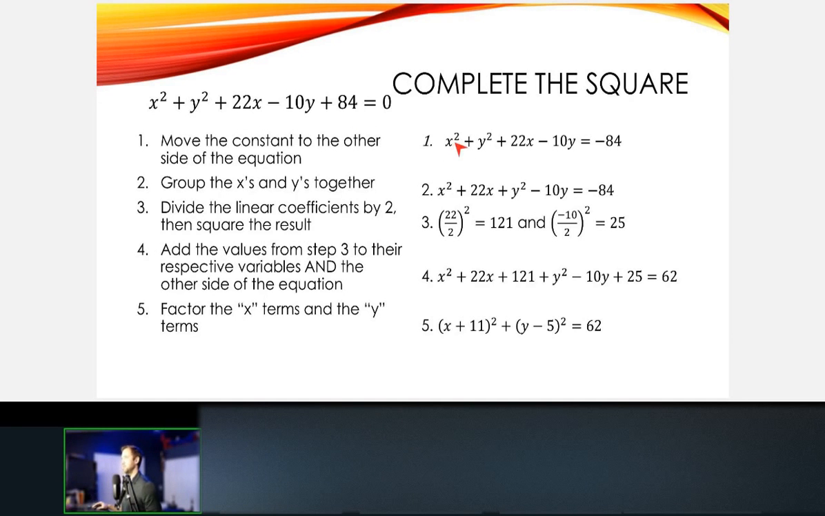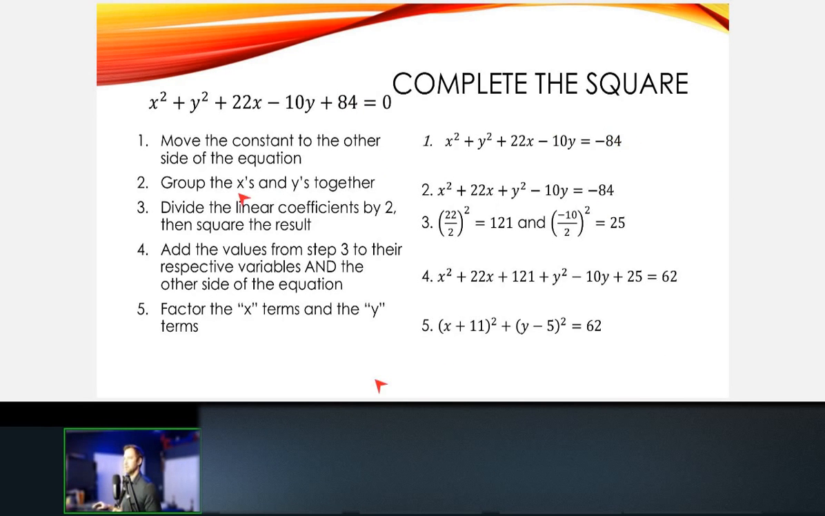All right, this page, I'm really not going to focus on it. If you're someone that likes cookbooks and you like reading step 1, do this, step 2, step 3, and so forth to finish a problem, then maybe this slide is for you. I don't really like cookbooks like this per se. I guess I do approach it this way, but I don't really think about it in steps 1 through 5. But just to quickly go through it, here's the original problem. Step 1 is you want to move the constant to the other side. So this 84 gets moved over, negative 84. All right, step 1's done.